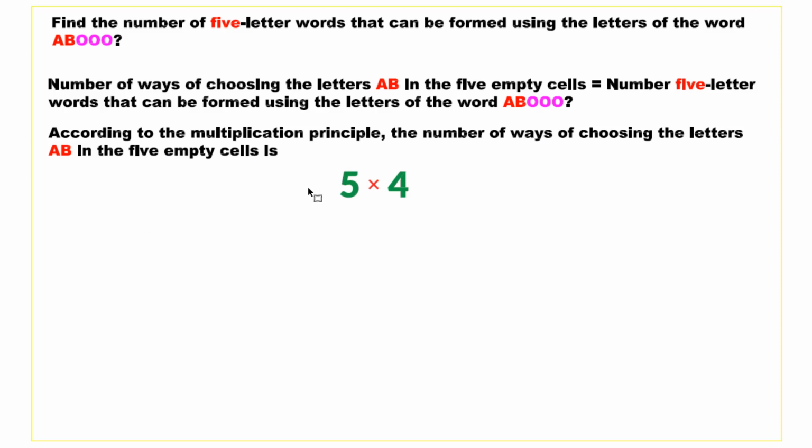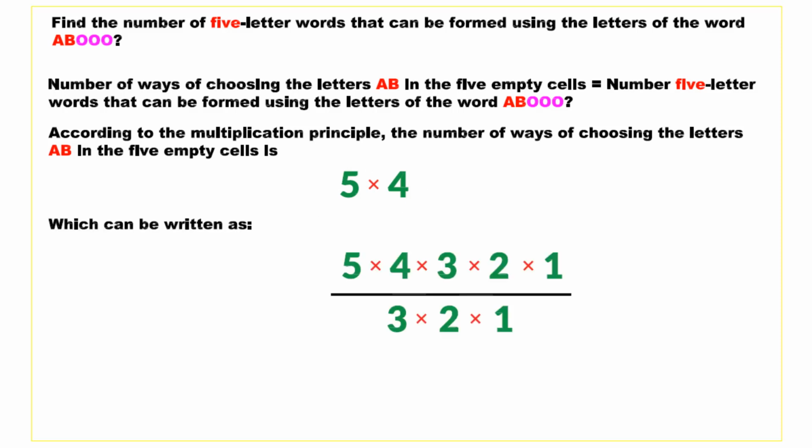And 5 times 4 can be written as a fraction. We multiply the numerator with 3 factorial and the denominator with 3 factorial, and we get 5 factorial divided by 3 factorial, which is the number of words that can be generated out of the word AB with 3 O's.